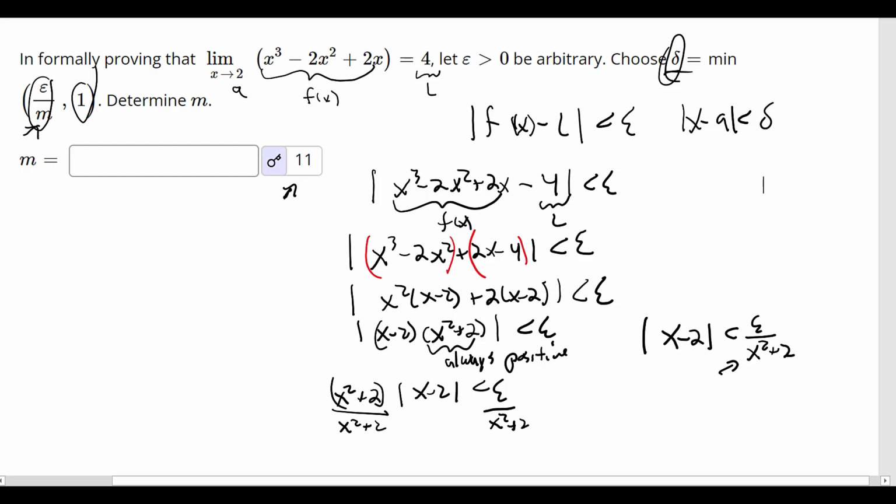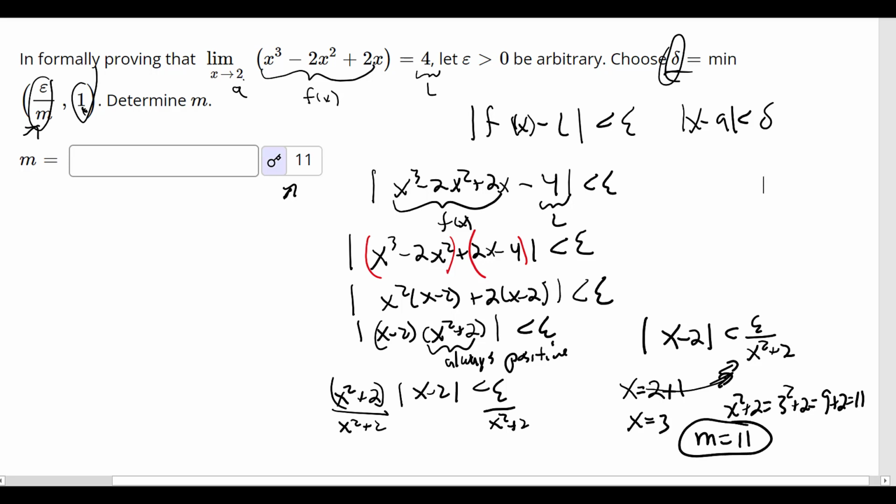Well, the way to look at this is the x we're talking about is around 2. So x would be, for the sake of this, 2 plus that 1 there, as one of the options for delta, the tolerance we call it. So that's going to be 3. So x squared plus 2 would be 3 squared plus 2, 9 plus 2, which is 11. So the m would be 11, and that's where that comes from. I hope that helps.